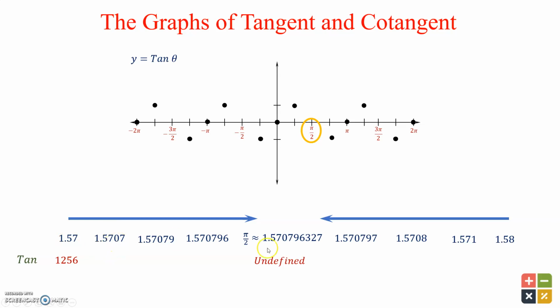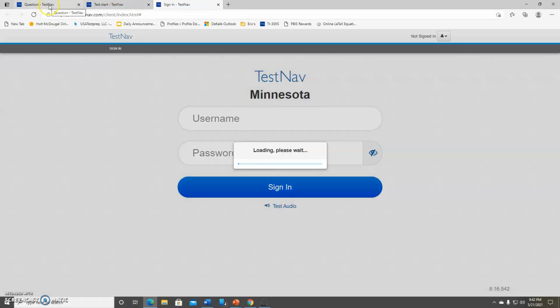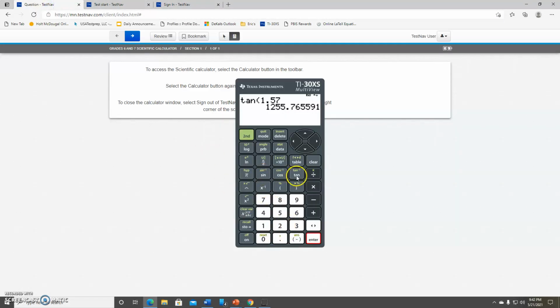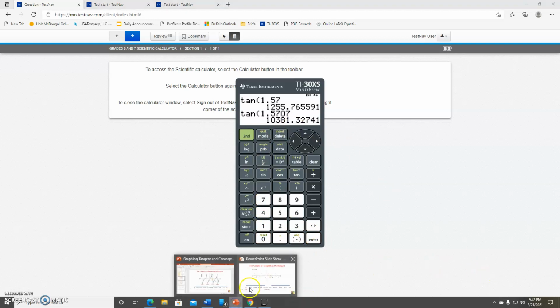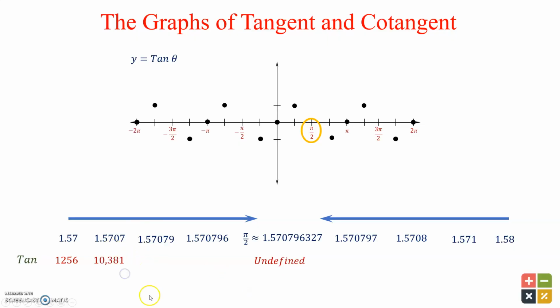If I did 1.5707, see what we get. Tan 1.5707 gives us 10,381. So the number jumped substantially. And if I continue to do this, finding the tangent of each one, the values get extremely large very fast.